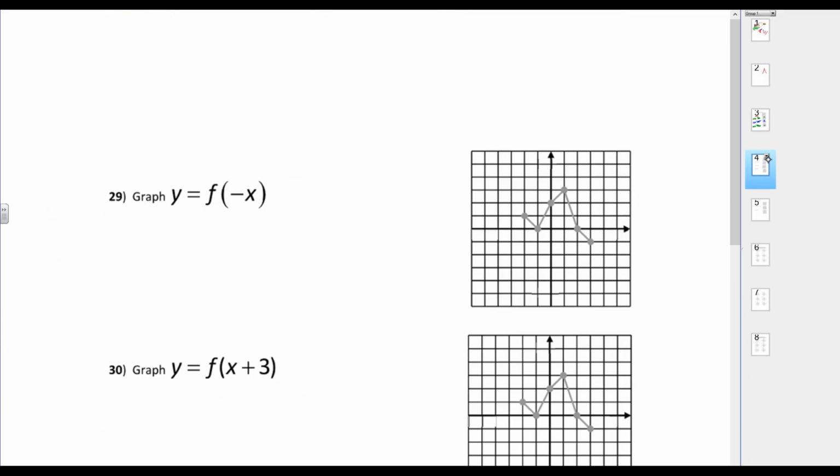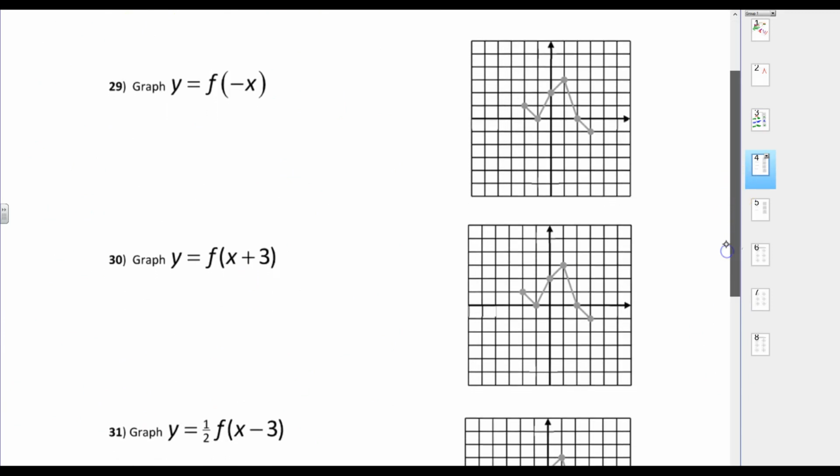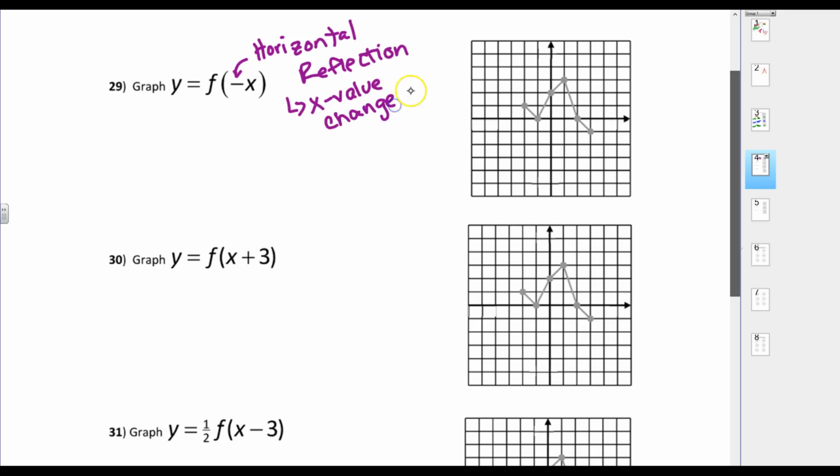Moving right along. Now we're going to start messing with the x's, which we haven't gotten to do yet. This guy right here, when we put a negative inside the parentheses, this is going to be a horizontal reflection. And what that means is that my x values are going to change their sign. Not the y values, just the x values. So here, -2, 1 is going to become, if we're 2 away from the y-axis, we're going to go 2 over to the other side.